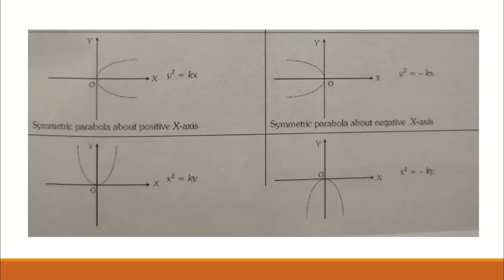These are the graphs, or the parabolas, which we have discussed. y square is equal to 4ax, or k. 4a को इसने k बोल दिया because we will not bother about what a is here. y square is equal to minus kx. x square is equal to ky. x square is equal to minus ky. Minus में just it will reverse its direction.